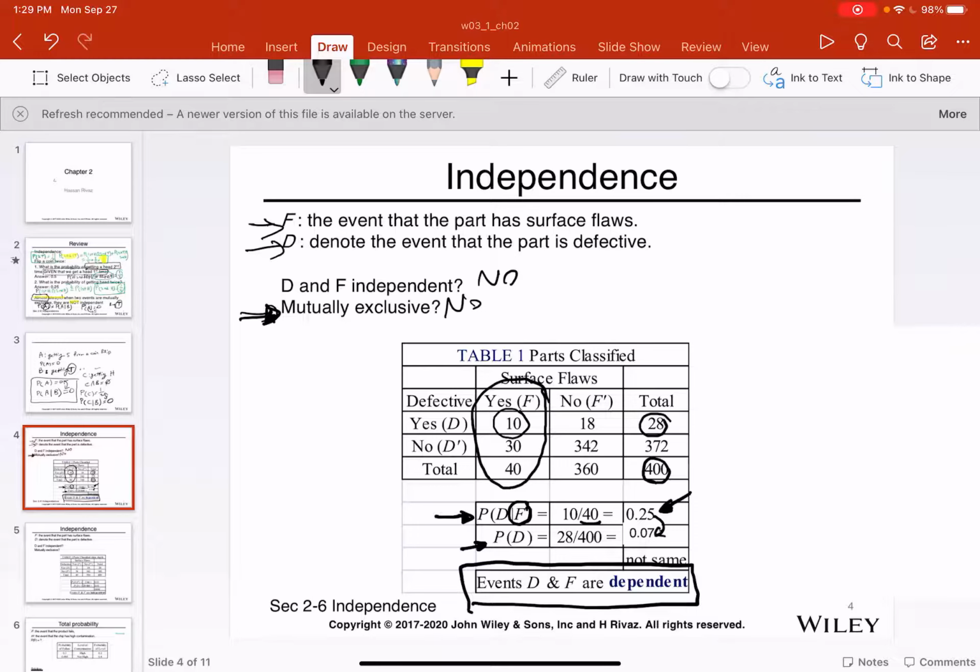Yep. So every event is dependent. It's not a case that it's mutually exclusive. Say it again. Every two events being dependent doesn't mean that they are mutually exclusive. But if two events are mutually exclusive, that means they're almost dependent, right? Yeah, that's correct.